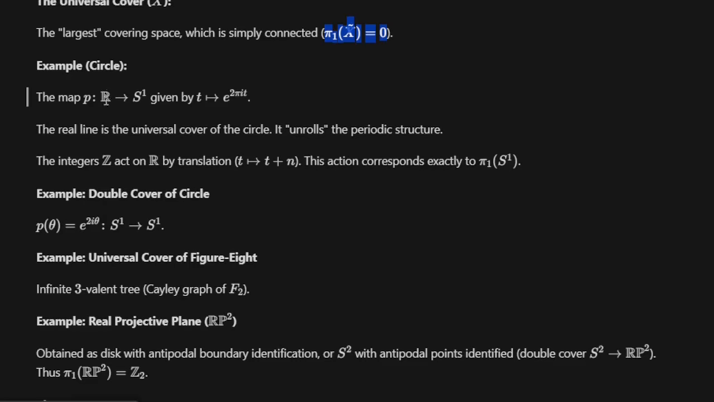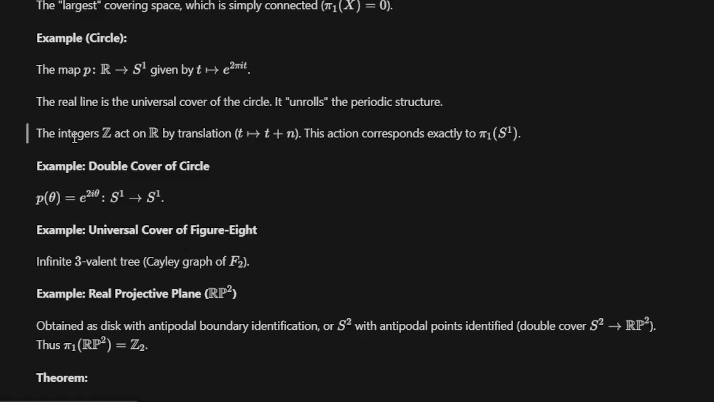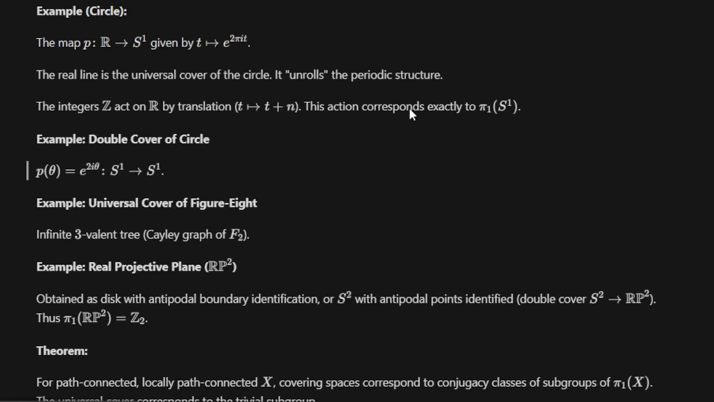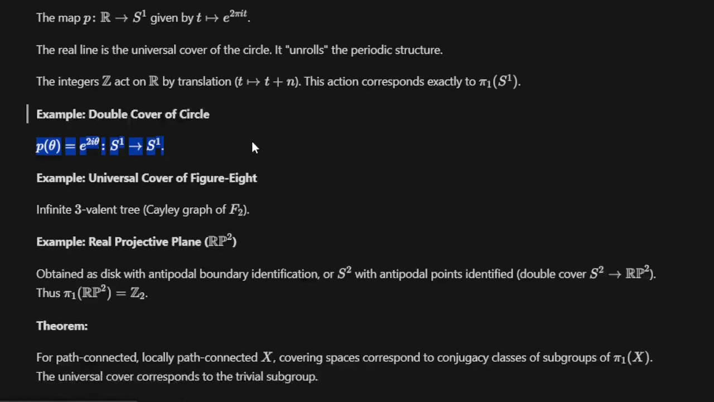If we look at a circle, let's look at the map from the real numbers to the circle given by t maps to e to the 2 i pi t, where t is the parameterization. The real line then is the universal cover of the circle. It will unroll the periodic structure. So the integers act on the real numbers by translation, t plus n, and its action corresponds exactly to the group structure of pi 1 of S1.